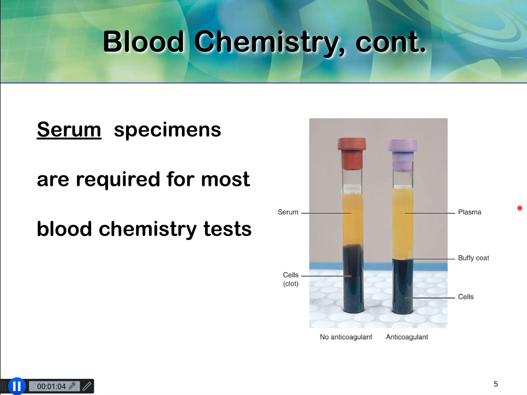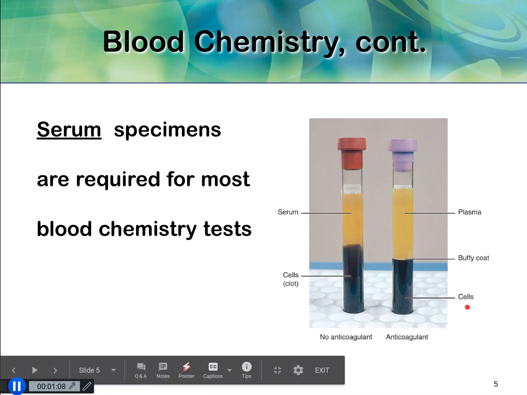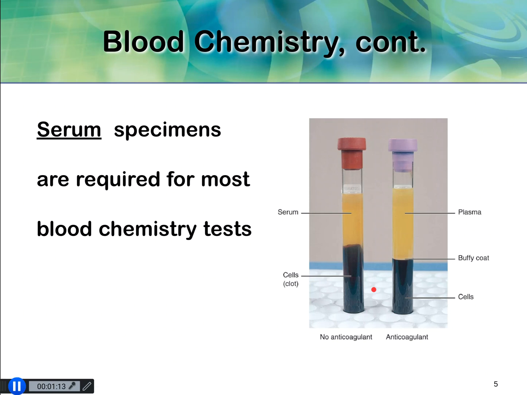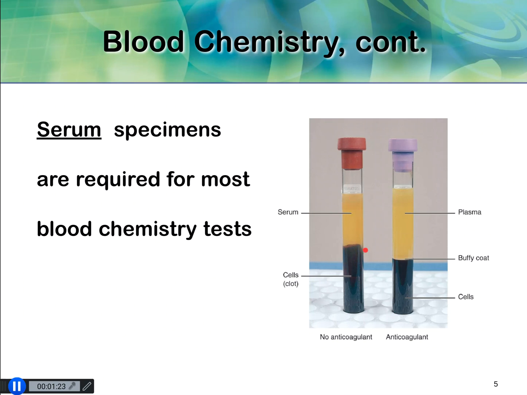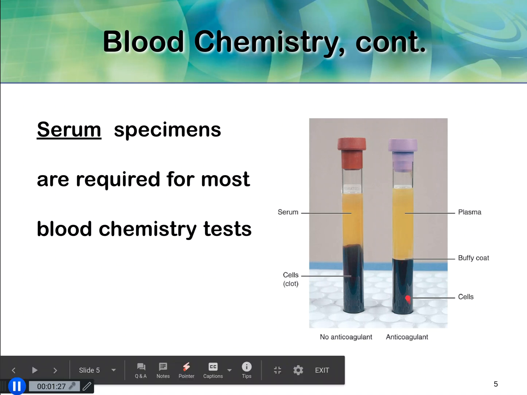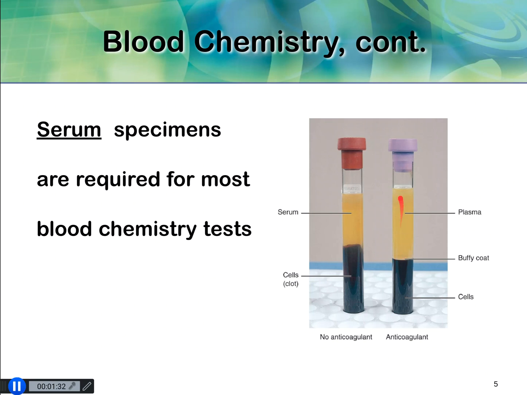Serum specimens are what are required for most blood chemistry tests. Both these tubes have been spun out in a centrifuge. This one with no anticoagulant, so the cells have clotted, but the serum gets separated from it. And then with an anticoagulant additive, the blood stays non-clotted. And then there's a buffy coat, and then the plasma is still separated during the spinning in the centrifuge.